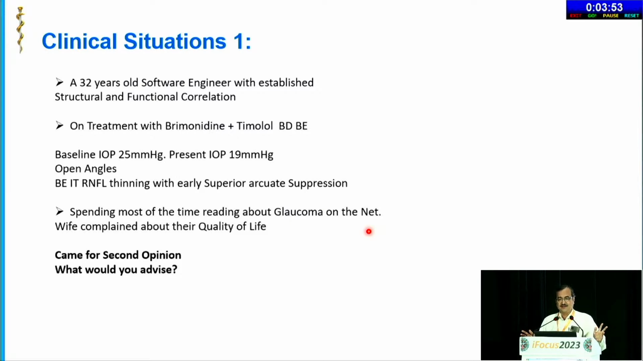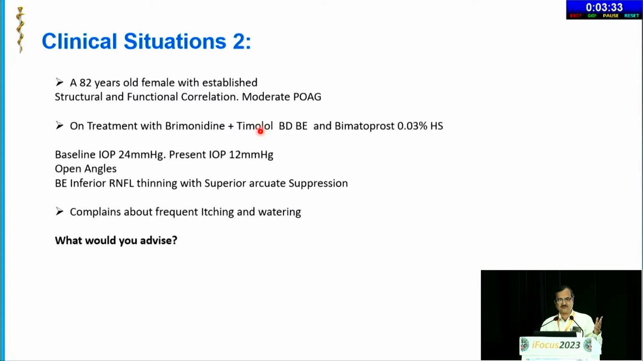So in this way, baseline pressure is only 25. Why are we using 3 molecules for a 32-year-old? And what is the molecule that we are using that is impacting the quality of life? Timolol. Suitably modify the treatment. Counsel the couple. After 3 months they came, they were happy. So such sort of things.